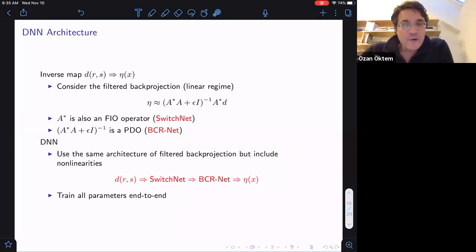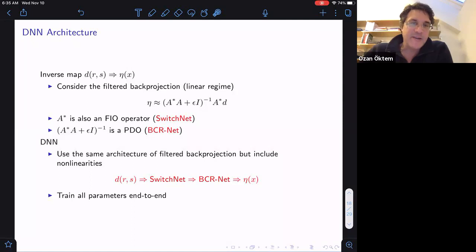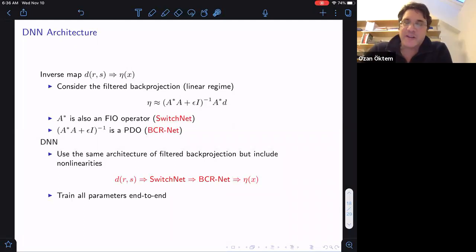Hi. So maybe it's weakly related to what Yuri was asking about. Your argument that A star is a Fourier integral operator motivates the SwitchNet architecture, right? That's right, yes. And then you go back to mathematics and say if A star is a Fourier integral operator, then the expression (A star A plus epsilon) inverse, the filtered back projection inverse, is a pseudo-differential operator, which motivates the BCRNet, right? That's right, yes. But you don't explicitly replace A star with SwitchNet, because then it's not a new thing.